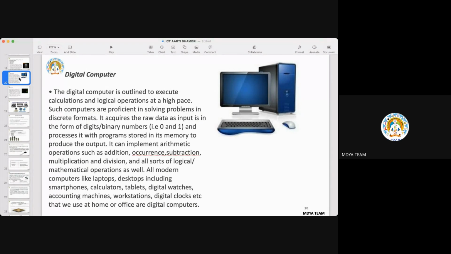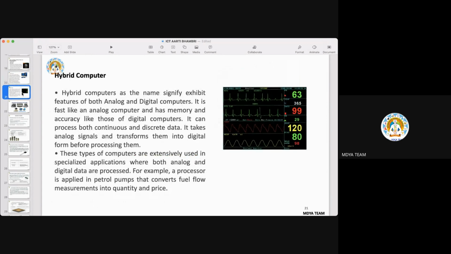So all modern computers which we use: laptop, desktop, your phones, calculators, tablets, digital watches, accounting machines, and various workstations. They have their own computer setups, digital clocks. So you can use it at home, in your office, or for your personal use. You can have this type of computer.